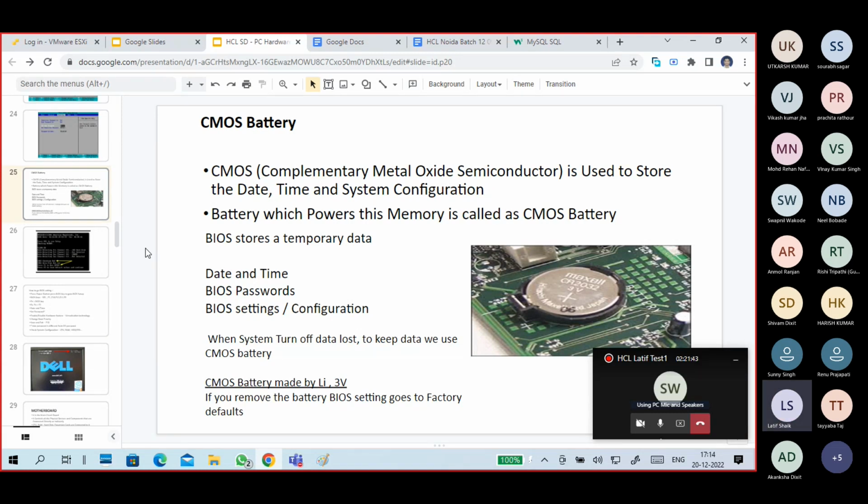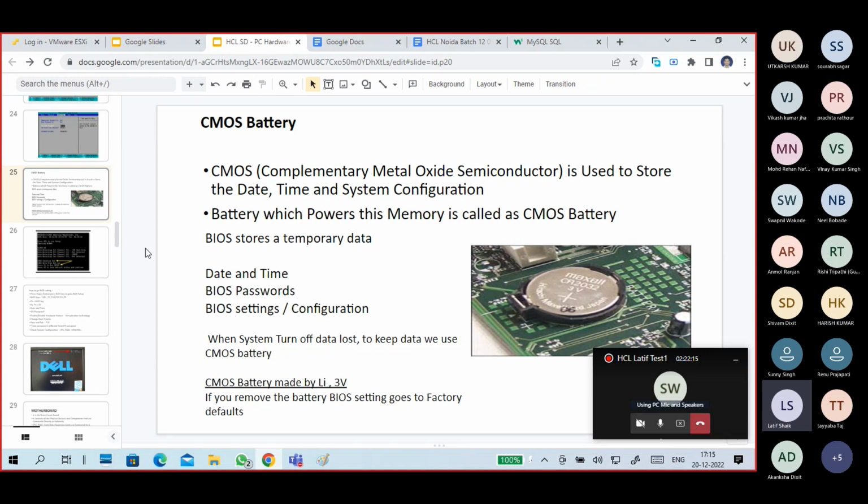Why is it called a CMOS battery? Because it is supporting our CMOS chip, that is our BIOS chip. Originally, CMOS means complementary metal oxide semiconductor. If you cannot remember that much, CMOS is a technology used for manufacturing chips like your BIOS chip, ROM chip, RAM chip, and CPU chip.